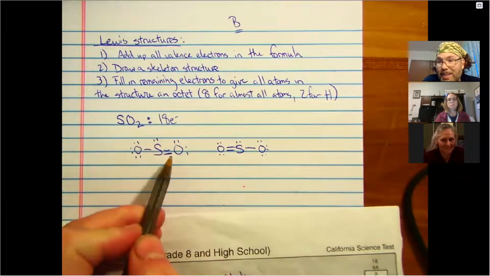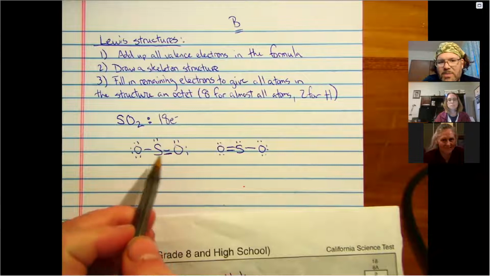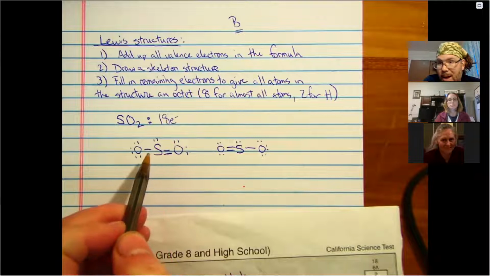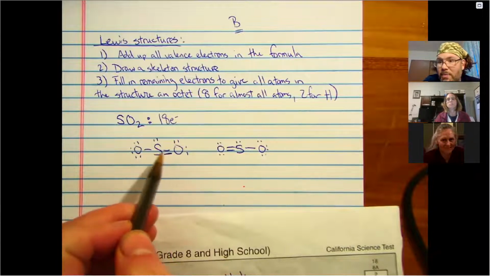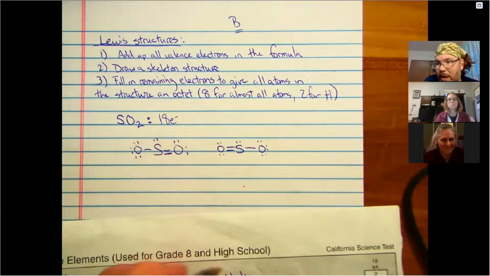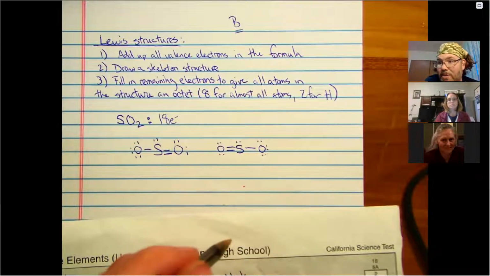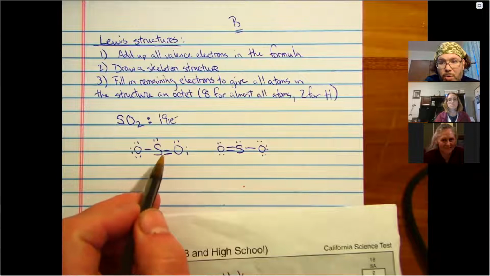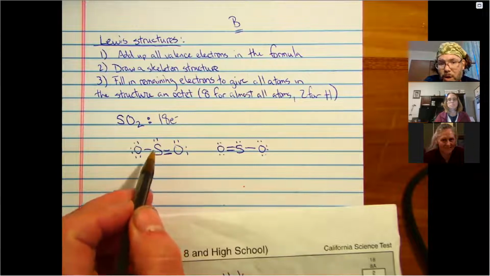And when we look at the bond lengths in SO2, instead of seeing one shorter sulfur oxygen bond and one longer sulfur oxygen bond, the reality is that both of these bonds are exactly the same length as one another. So what does that tell us? It tells us that if they're the same length, they have to be exactly the same kind of bond as one another. Those two bonds, even though they don't show it in our Lewis structure, are identical to one another.